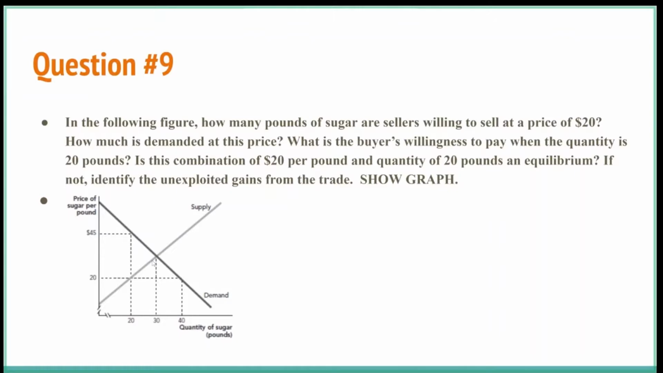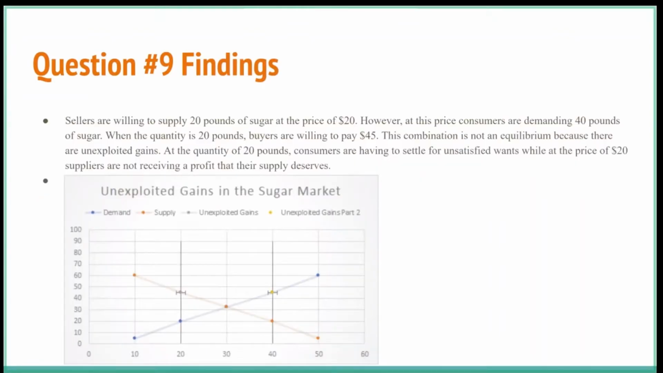So sellers are willing to supply 20 pounds of sugar at the price of $20. However, at this price, consumers are demanding 40 pounds of sugar. So there's a lot of unequal gains right here. When the quantity is 20 pounds, buyers are willing to pay $45. So this combination is not in equilibrium because there are unexploited gains. There are things that the sellers aren't getting, that buyers are paying too much for, and then at the quantity of 20 pounds, consumers are having to settle for unsatisfied wants.